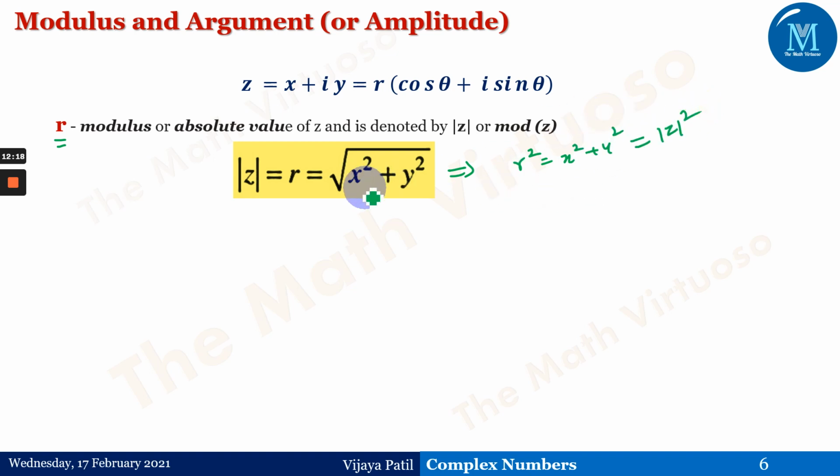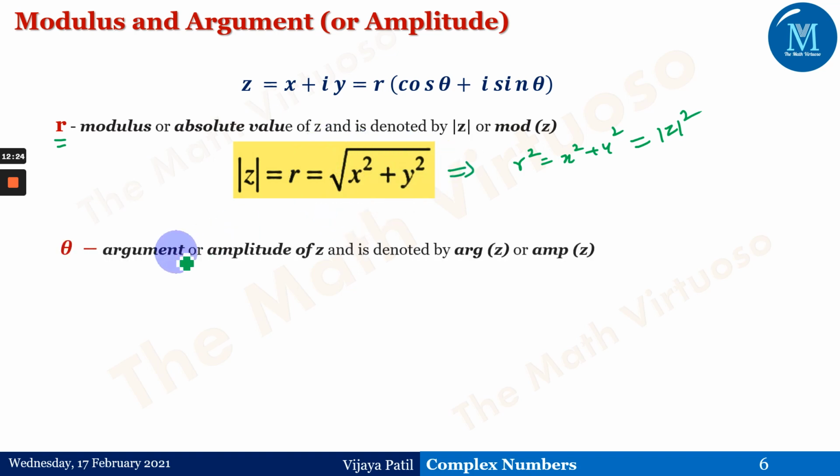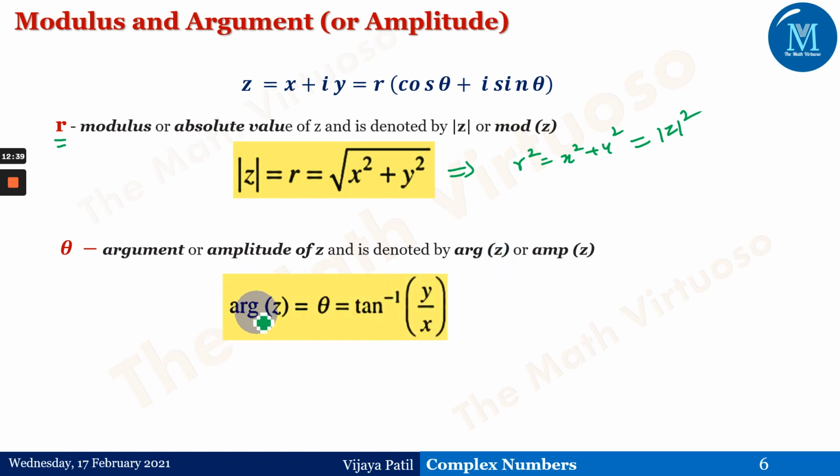This can also be used for a few of the questions. According to the demand of the question, we'll be using the formula. Theta is the argument, or you can say the amplitude of z, and is denoted by arg of z or amp of z, or sometimes just theta of z. And this is the formula: argument of z is equal to theta, which is tan inverse of y by x.